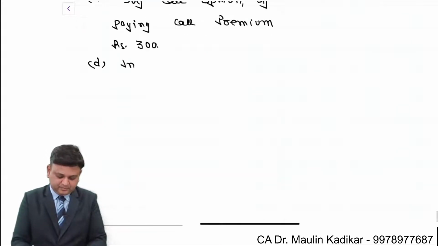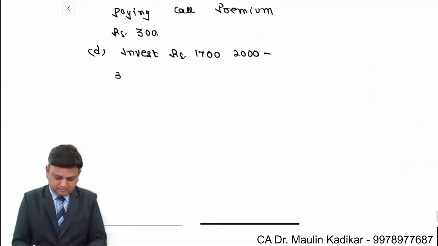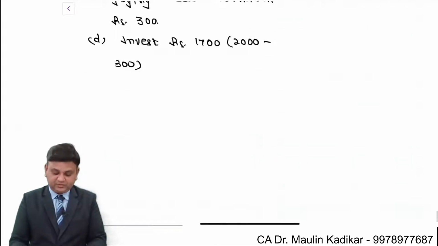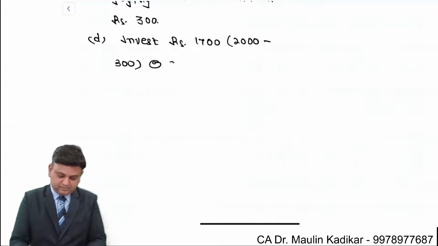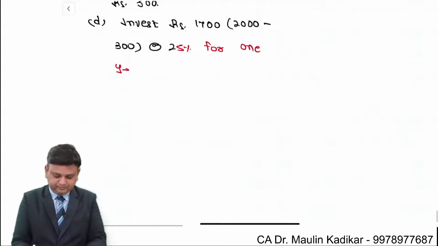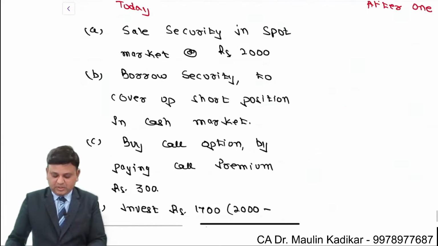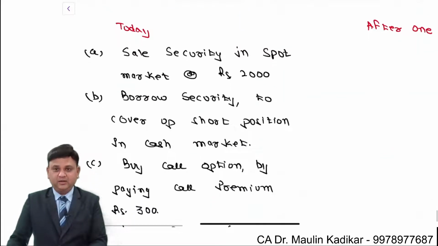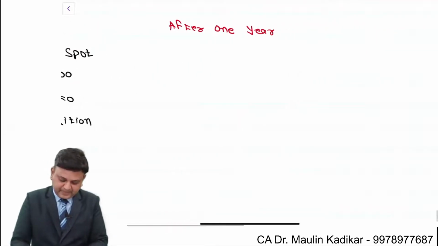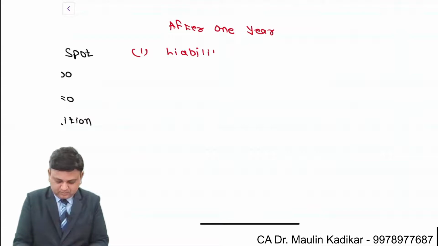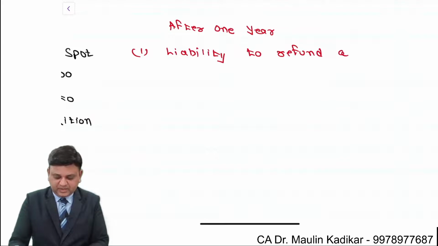Next, invest rupees 1700 at the rate of 25% for 1 year. So these are the transactions for today and after 1 year. In that, write down 1. Liability to refund a security.